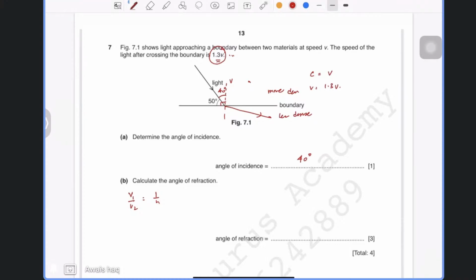That doesn't apply to air, because that's self-understood. Now the speed in the first medium was v, and the speed in the second medium was 1.3 v, and v will cancel out, so it will be 1 upon 1.3 equals 1 upon n. So n then will be 1.3. Is it clear?